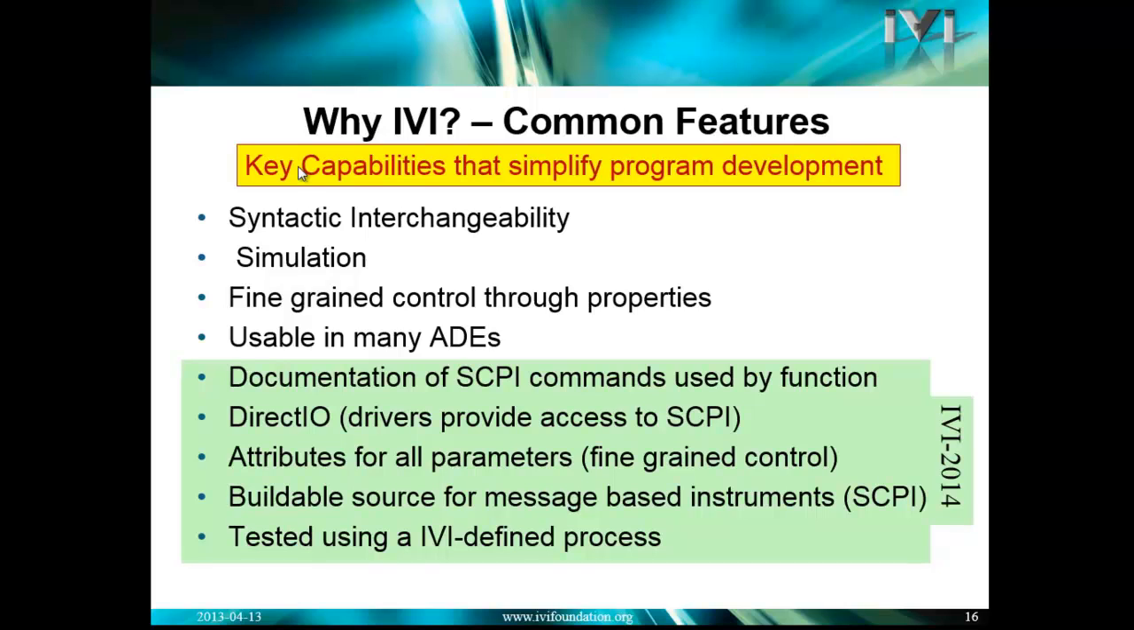So one of the common patterns in IVI is that every function call has a bunch of parameters. You can also adjust each parameter individually by using what's called properties. So it's a very common object-oriented paradigm, but it's been extended through the .NET, COM, and C drivers to have independent access to each of those properties.